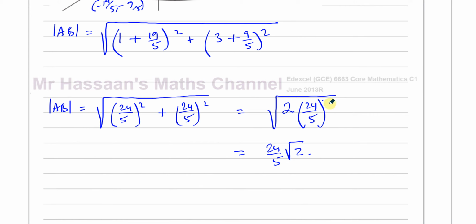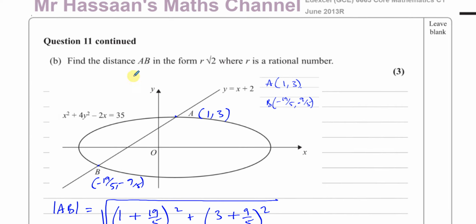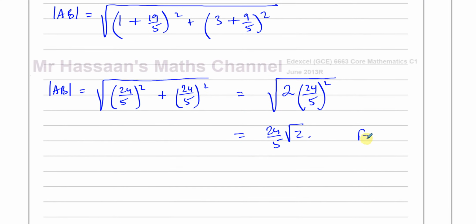It looks like it's going to be complicated when you see it like this, but because they both ended up being the same thing, you've got 2 of them. And then, 2 times the square of 24 over 5. Well, the square root of the square of 24 over 5 is 24 over 5, times root 2, because they want it in exact form, where r is a rational number, so we can see r here is equal to 24 over 5. So it looked complicated, but when we saw this, it made it easy.